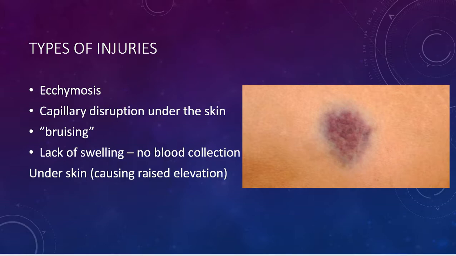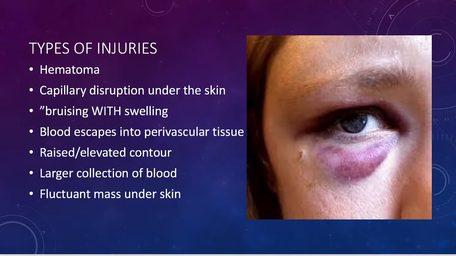And this is ecchymosis. It's capillary disruption under the skin, aka bruising. I like to see ecchymosis. The lack of swelling is the important part that differentiates it from a hematoma. There's no blood collection under the skin. If it was a hematoma, it would be raised. A hematoma is capillary disruption under the skin, however, it does have swelling. So that blood escapes into the perivascular tissues.